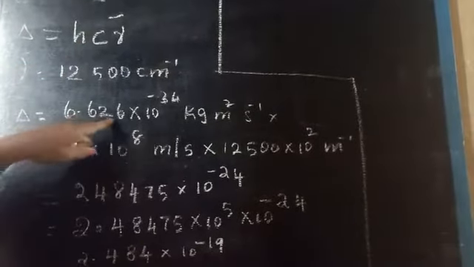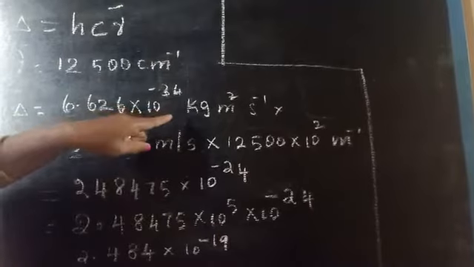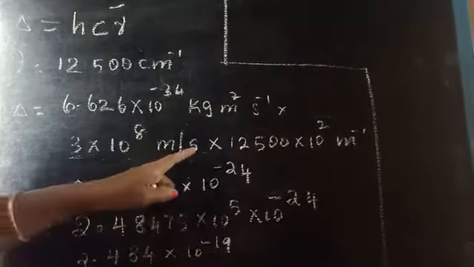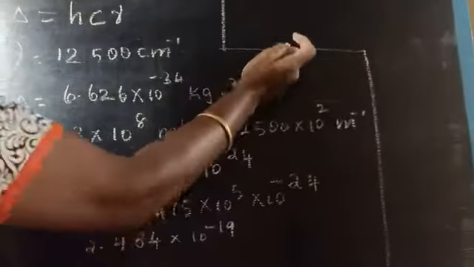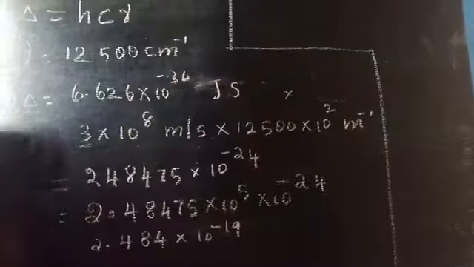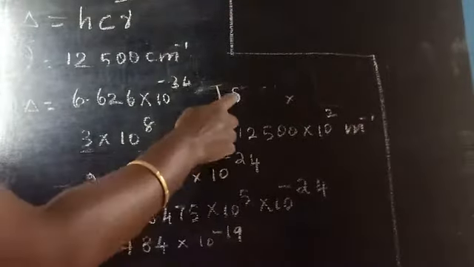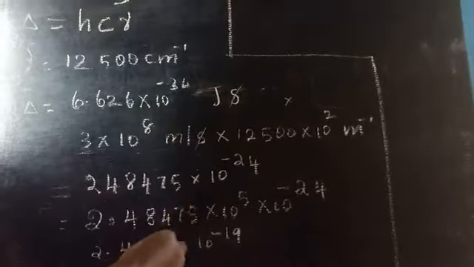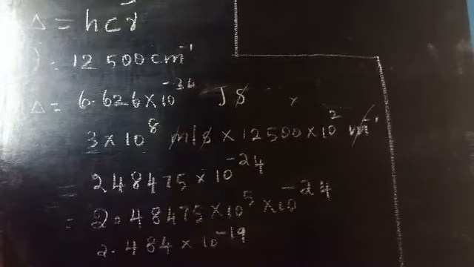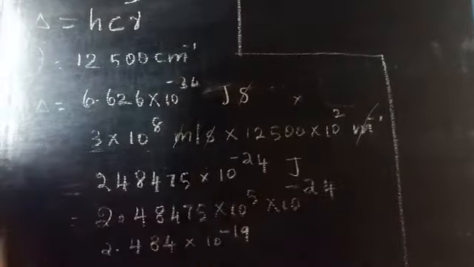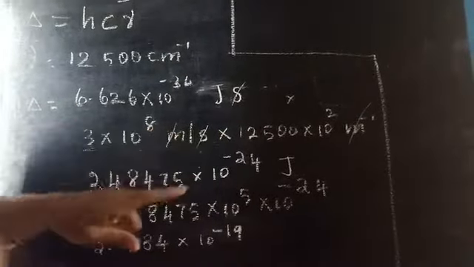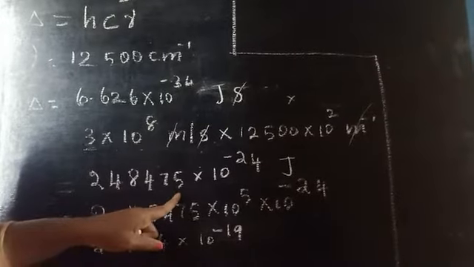h value 6.626 into 10 power minus 34. Here, children, kilogram meter square per second, which is equal to joule second. So now see here, second per second cancel, per meter, meter cancel, remaining joule unit. So write the unit here. Multiply 6.626 into 3 into 12,500 to get the answer.